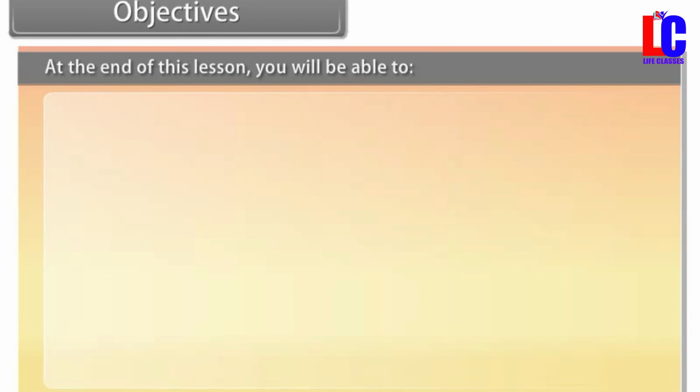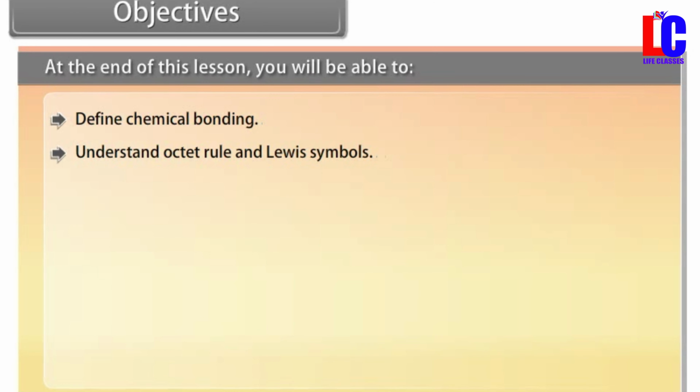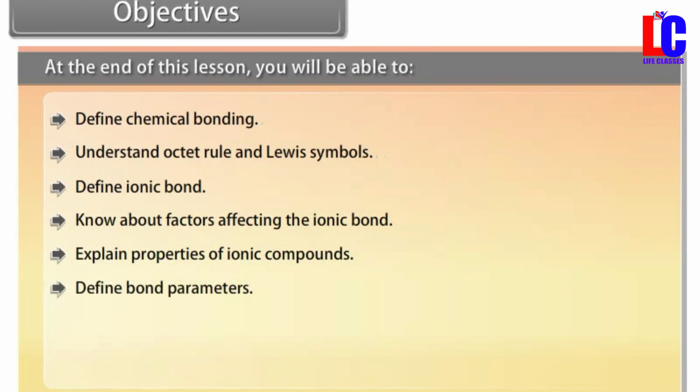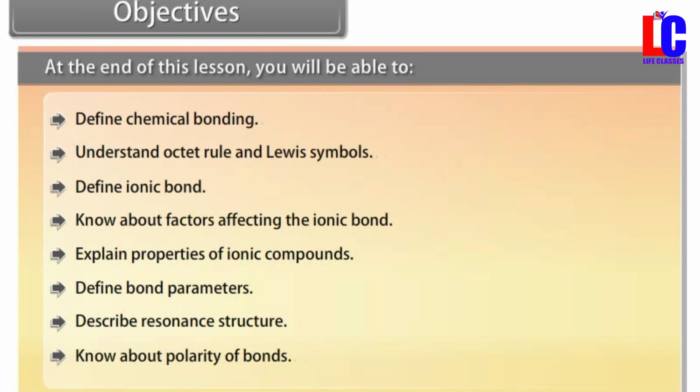Objectives. At the end of this lesson, you will be able to define chemical bonding, understand Octet Rule and Lewis symbols, define Ionic Bond, know about the factors affecting the Ionic Bond, explain properties of ionic compounds, define bond parameters, describe resonance structure, know about polarity of bonds.